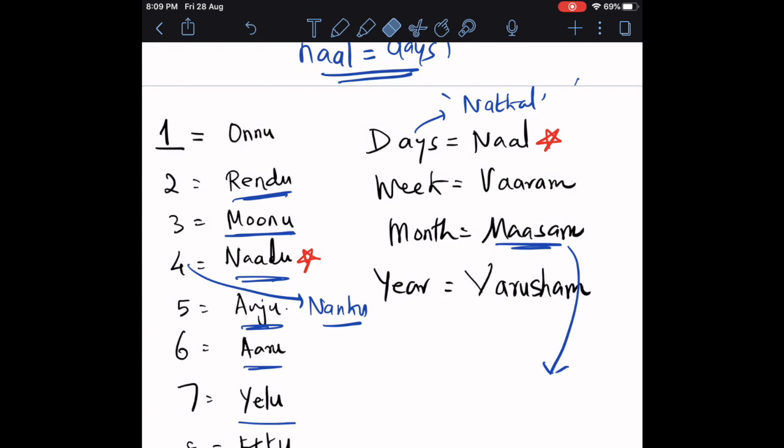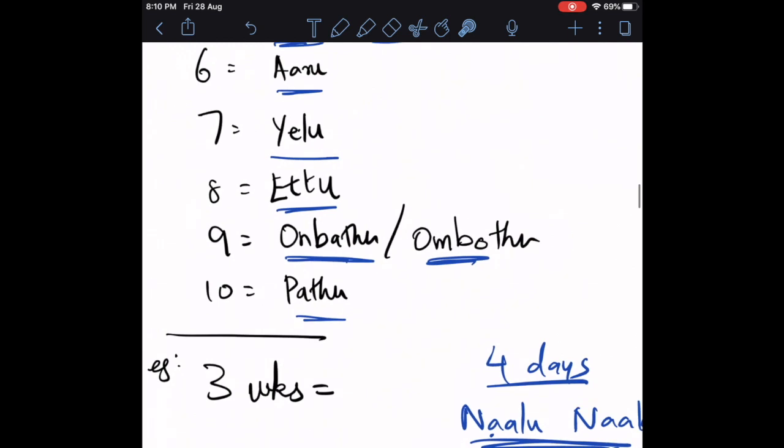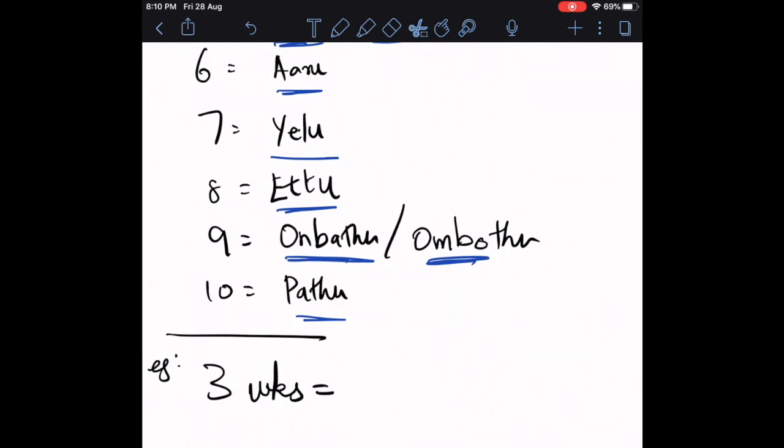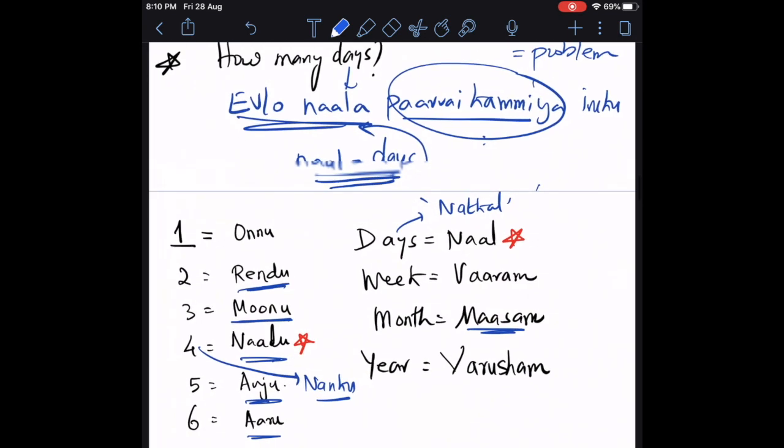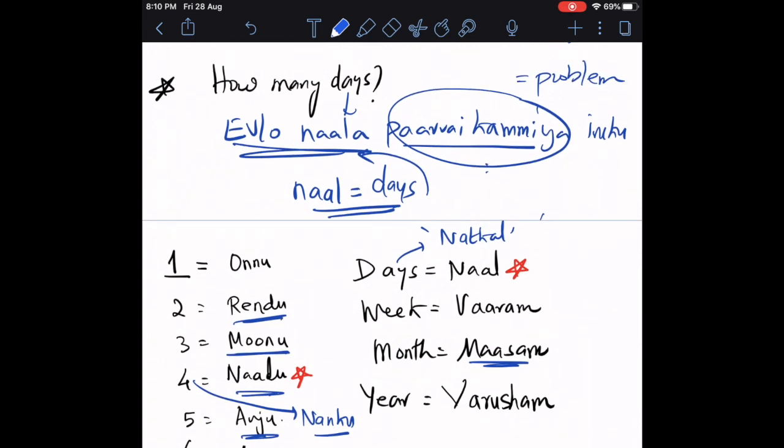Okay. Now, year means Varusham. So, week is Varam, year is Varusham. Don't confuse. Okay, Varusham means year, week is Varam. Okay. Now, let's try this one. What do you mean by 3 weeks? How do you call this 3 weeks? 3 means Moonu. Week is Varam. Moonu Varam. Okay.